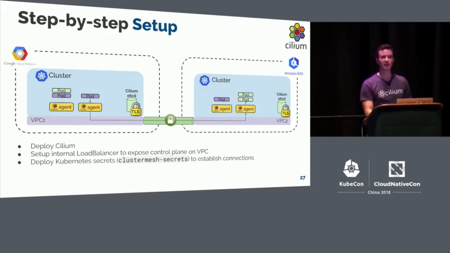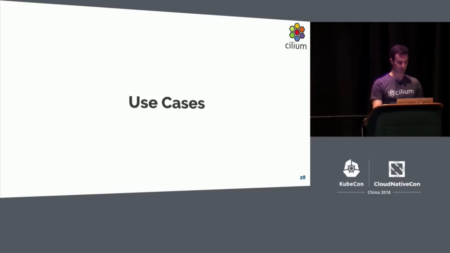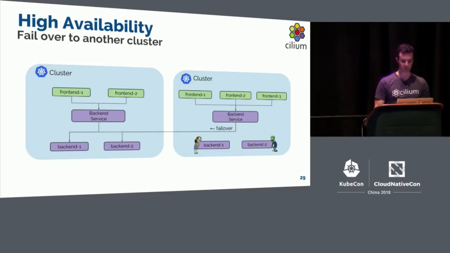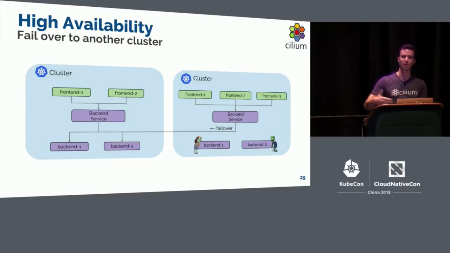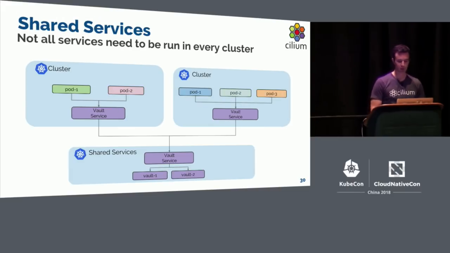And that's it. At that point, you're ready to go. You can deploy pods, deployments, annotate them, and you will have global services. Use cases. So I already mentioned one, high availability, right? Running services across cloud providers or across clusters. And if backend is failing in cluster 1, it automatically fails over to cluster 2. But there are other use cases.